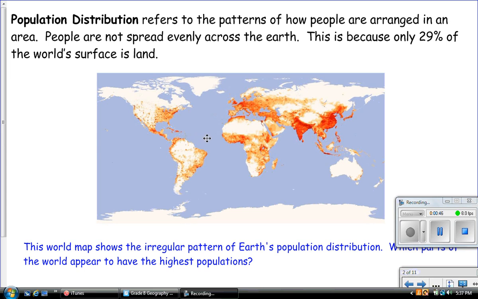Which parts of the world appear to have the highest populations? So just think about the number of orange and red dots you're seeing in certain areas. Consider whether the darkest areas perhaps represent the most densely packed populations. You can put this video on pause just to take a look at this map because we will discuss this question in tomorrow's class.